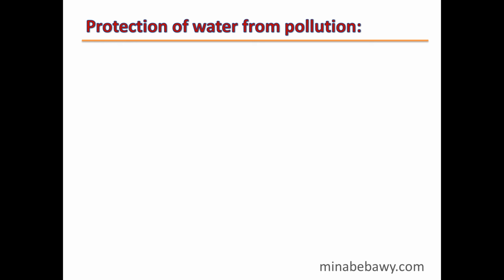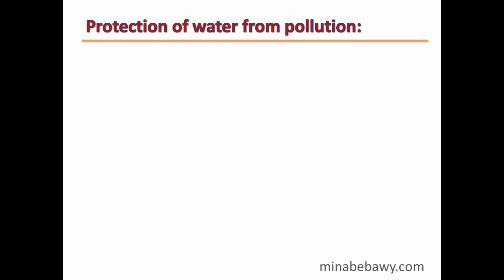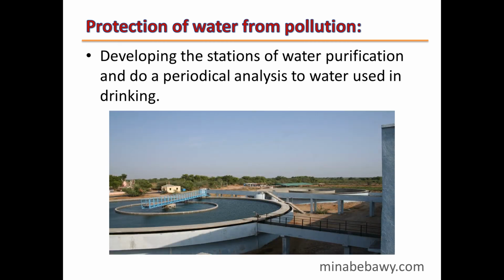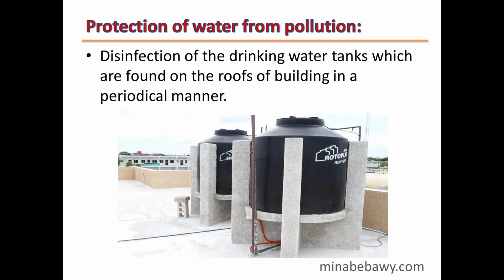How can we protect water from pollution? First, preventing getting rid of sewage, wastes of factories, and dead animals in rivers or canals. Second, developing the stations of water purification and doing a periodical analysis of water used in drinking. Third, disinfection and cleaning of the drinking water tanks, which are found on the roofs of buildings, in a periodical manner.